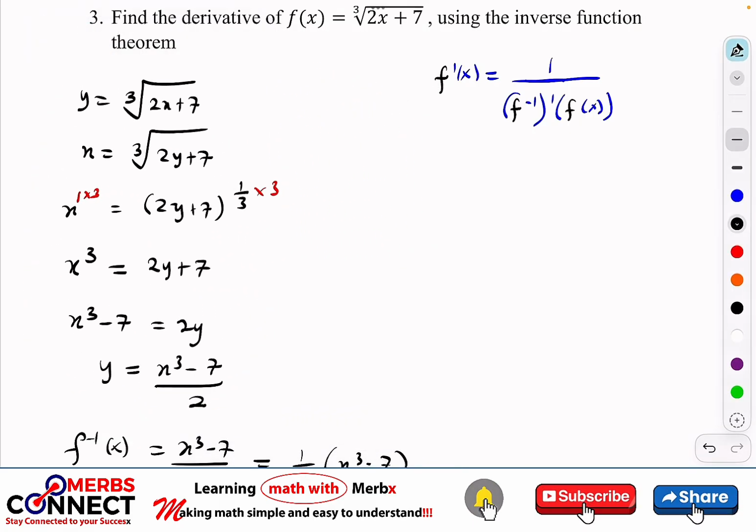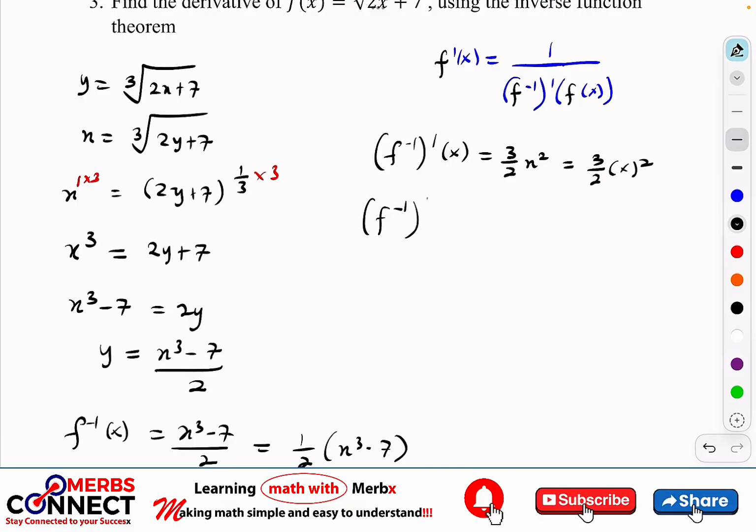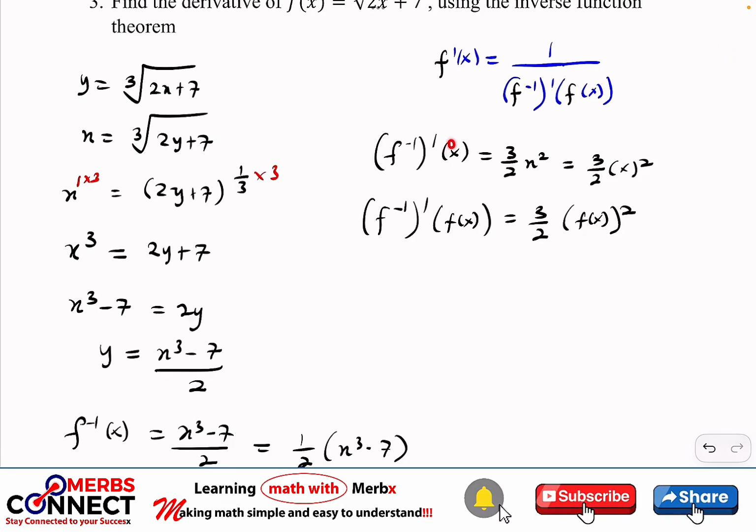Great. So now we have f inverse prime of x equal to 3 over 2 x squared. So as I said, I'm trying to put my x in parentheses so that my substitution will be very easy for me. So now let's go through. I need f inverse prime of f of x from the denominator here. So now this is going to give us 3 over 2 f of x squared. So I just changed my x to f of x.